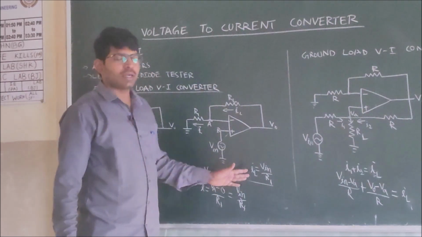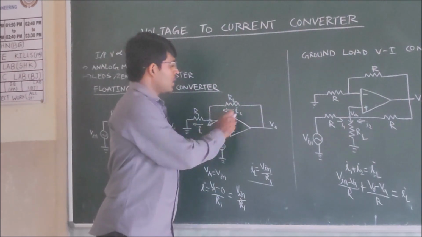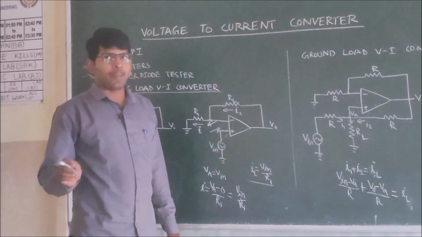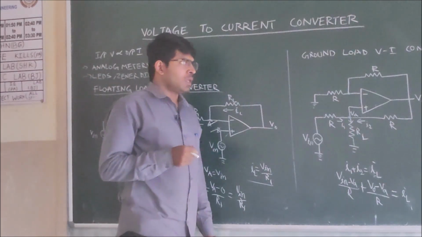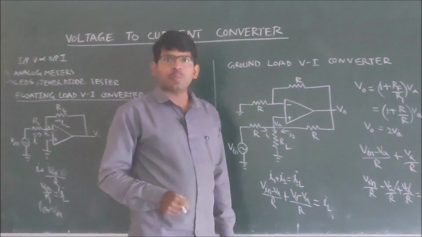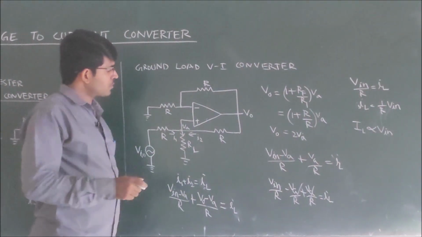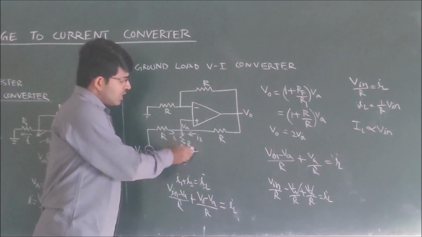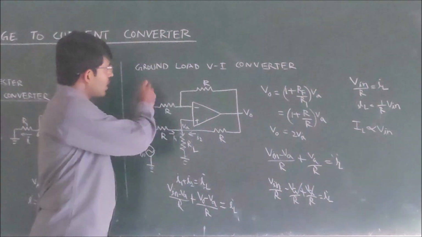The output load current is directly proportional to the input voltage. This is the non-inverting mode op-amp, which is acting like a voltage to current converter. Now we are discussing the ground load voltage to current converter. Here we have consciously connected the second end of the load resistor to the ground. That's why it is called a ground load.